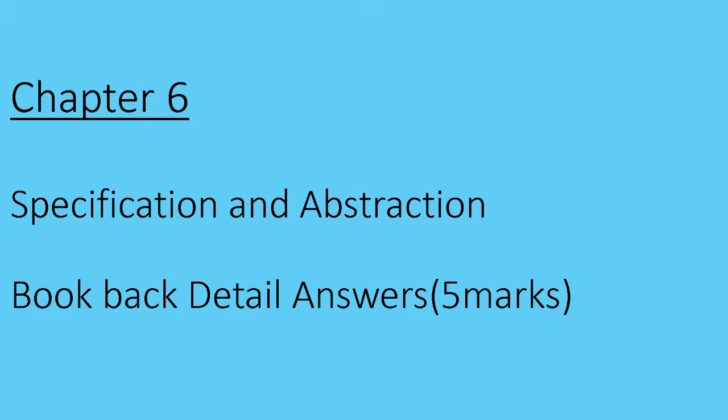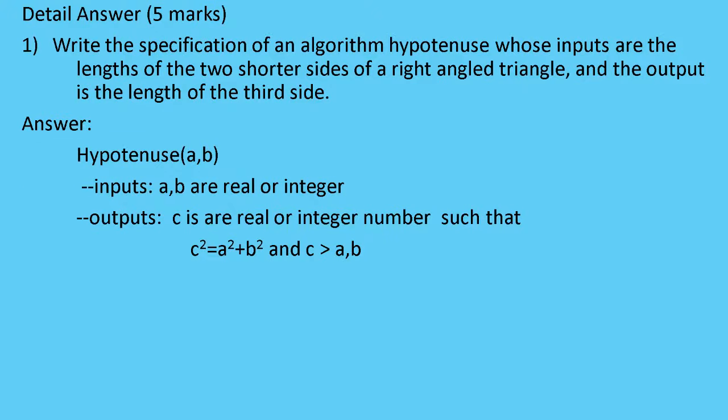Hello students, in today's class we are going to discuss chapter 6 book back detailed answers, that is the 5 marks questions. First question: write the specification of an algorithm hypotenuse whose inputs are the lengths of the two shorter sides of a right angled triangle, and the output is the length of the third side. So we have to write the specification.